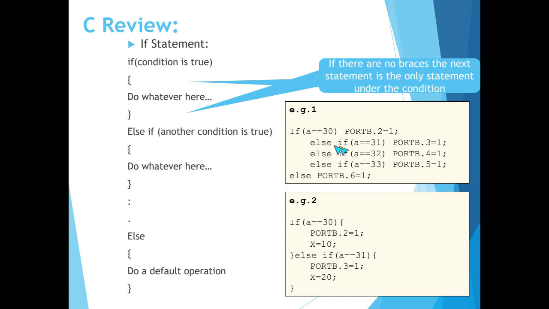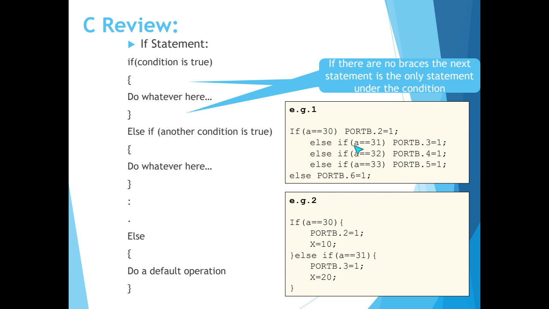Then else if, okay, the compiler at first starts with this code. If this condition is true, then this body or this code is executed. Else, if this condition is not true, then the first else if condition is considered by the compiler: if A is equal 31, port B.3 is equal 1. Again, this is only one statement and we didn't use curly braces for that.